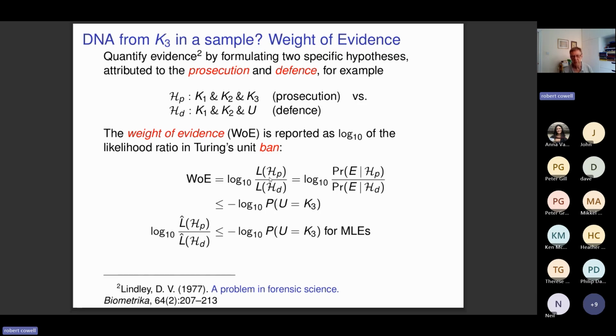And the paper shows that there is an upper bound to the weight of evidence. It can't increase indefinitely. And it's given by the negative log of the match probability. The match probability is the probability that a person taken from the random population has the same genotype as, in this case, K3. It's also shown in the paper that the ratio of the maximized likelihoods under each hypothesis also obeys this inequality. So what we're after is to calculate these likelihoods, given the genetic profiles on the individuals and the mixtures.